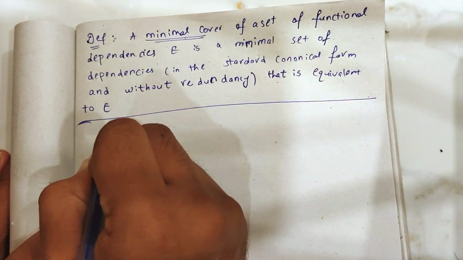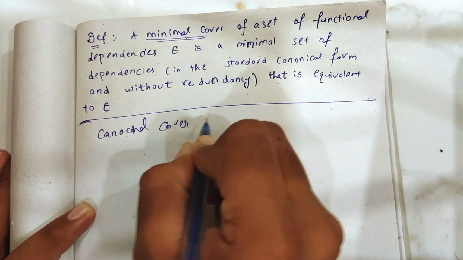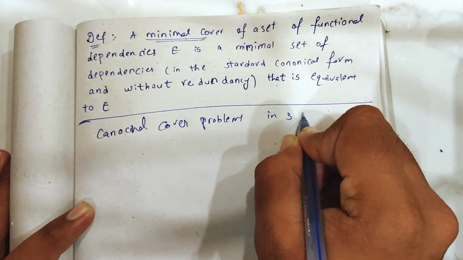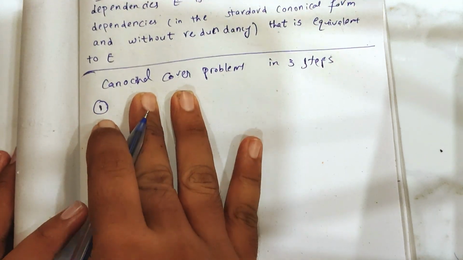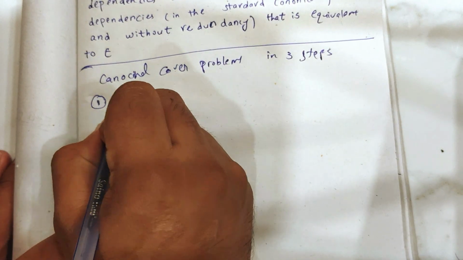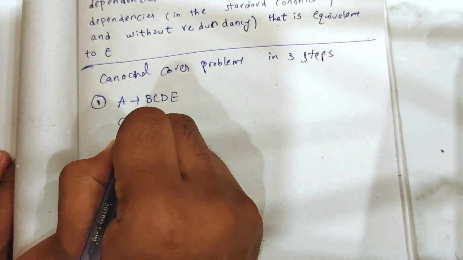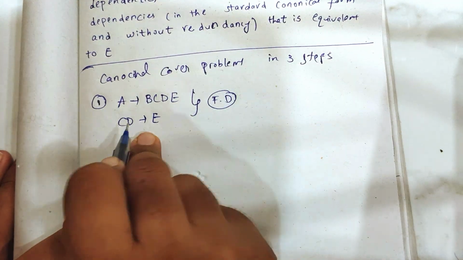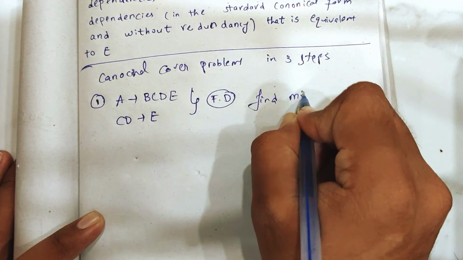So we can solve a canonical cover problem in three major steps. In three steps, let us do an example, then we will go into it. The given functional dependencies are A to B, C, D, E and C, D to E. You should find a canonical cover, or minimal cover, for this.